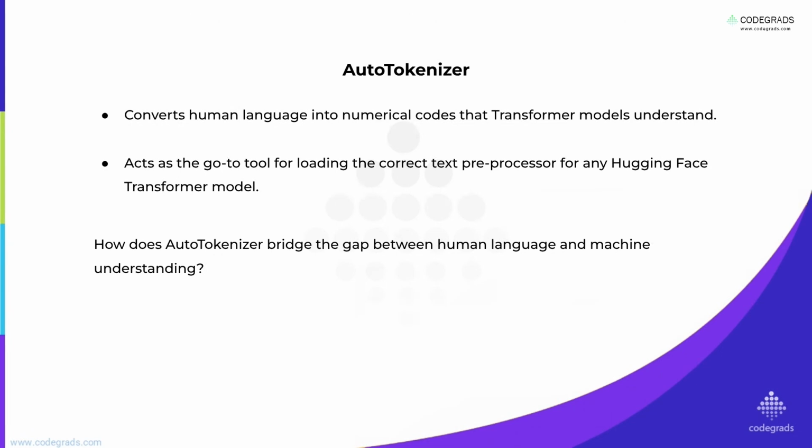Interestingly, this tokenizer doesn't just split by spaces. Many use clever subword units to handle rare words and reduce vocabulary size. Now, let's think. How does AutoTokenizer bridge the gap between human language and machine translation? It does this by creating a consistent numerical dictionary for words and word pieces.